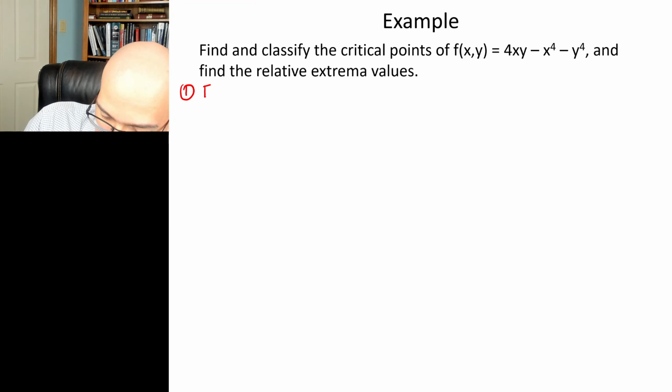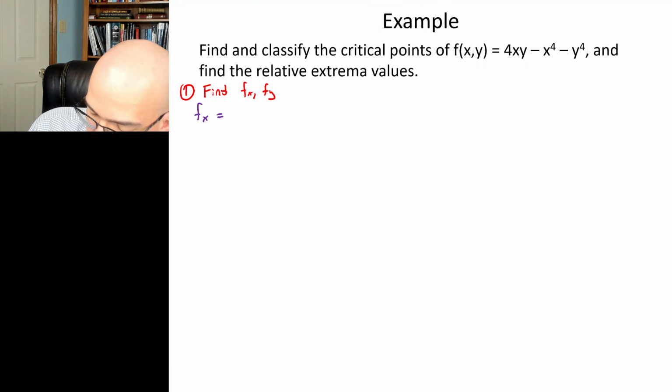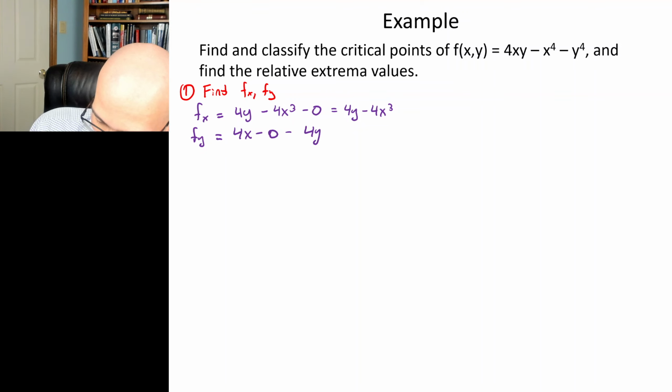Step 1, we're going to find fx and fy. So f sub x is equal to the x derivative of that thing. So we'll get 4y minus 4x cubed minus 0. So 4y minus 4x cubed. Now we're going to get the y derivative. F sub y is equal to 4x minus 0 minus 4y cubed. So 4x minus 4y cubed.